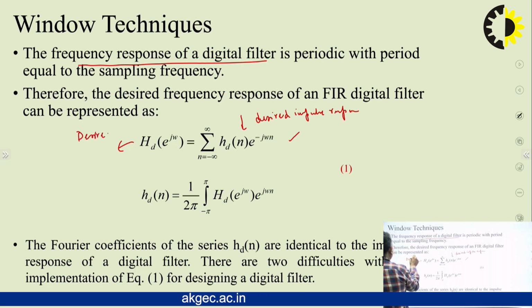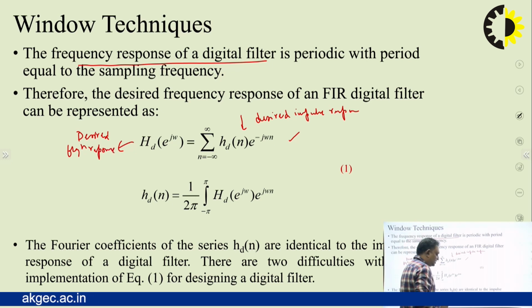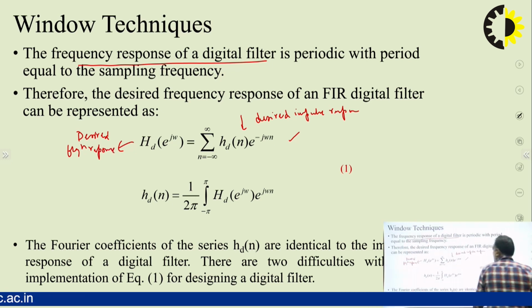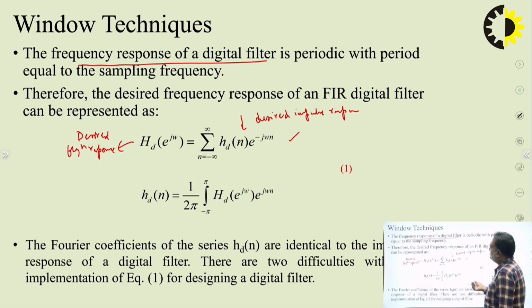So according to this expression, your desired frequency response is dependent upon the desired impulse response. Because the desired impulse response is a discrete quantity, for the computation of frequency response we are using the summation sign, and the values are from minus infinity to infinity. That's why summation n equals minus infinity to infinity.